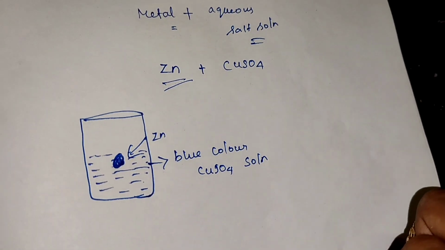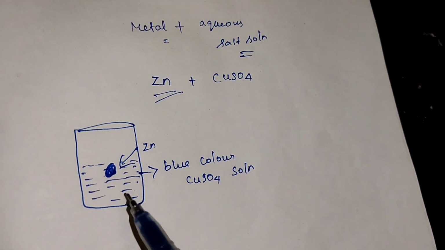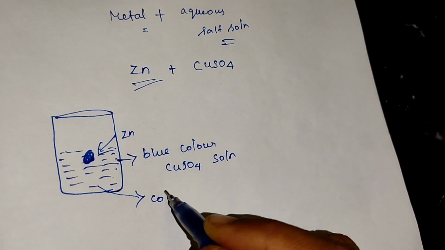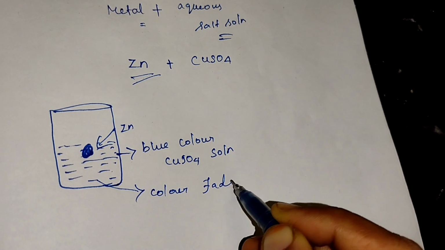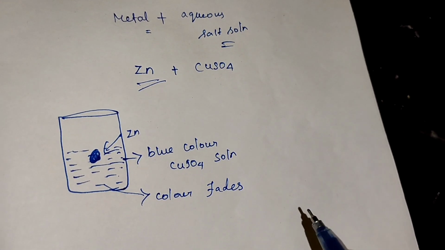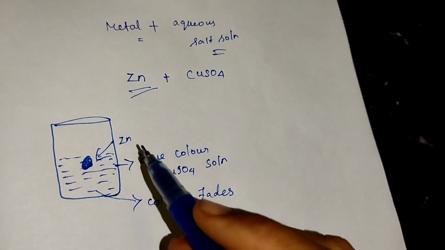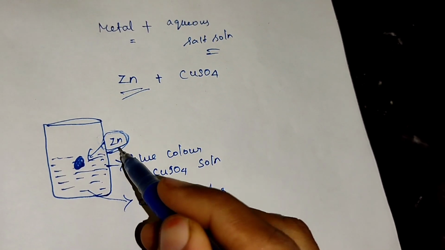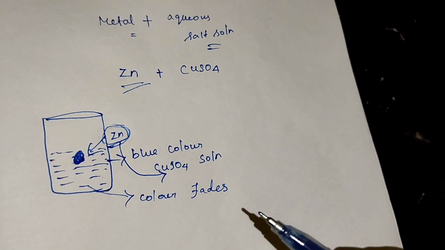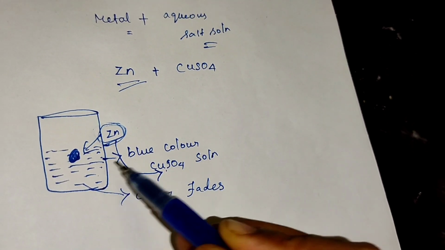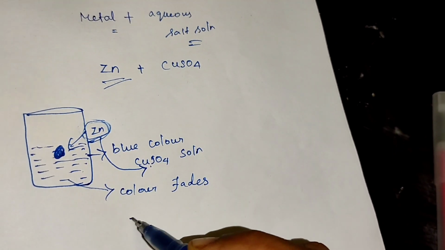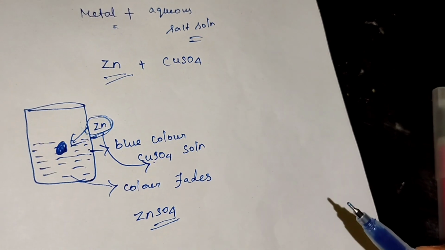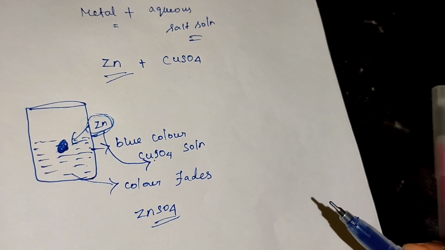After a few minutes I observe what is happening: the blue color of the solution fades. This means the zinc metal is displacing the copper in the copper sulfate solution. The blue color fades, and zinc sulfate comes out. This is only an example of a displacement reaction.